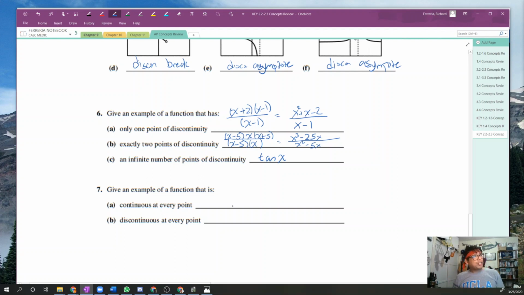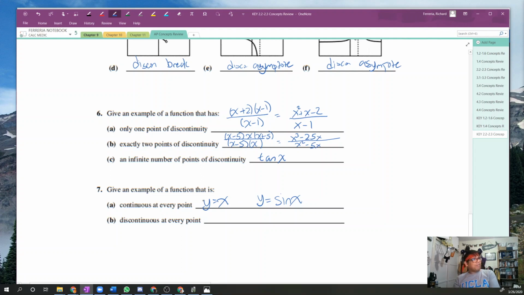Okay, how about a function that's continuous at every point? You can be very uncreative here. y equals x. That's definitely continuous at every point. Or you can be a little more exotic. Maybe you want to do y equals sine x. It's a little bit more exotic, I think. How about discontinuous at every point? What does that even look like? I don't think you can make a function that's discontinuous at every point.